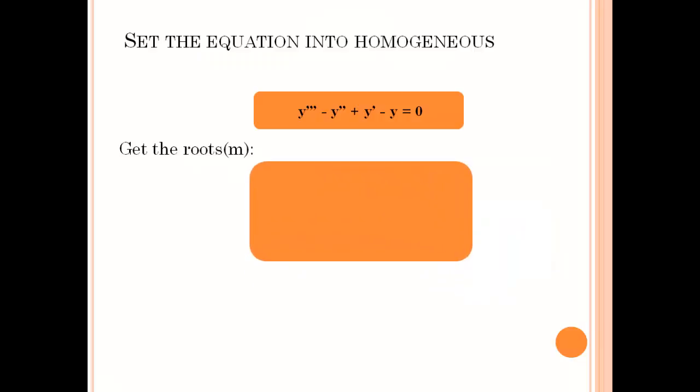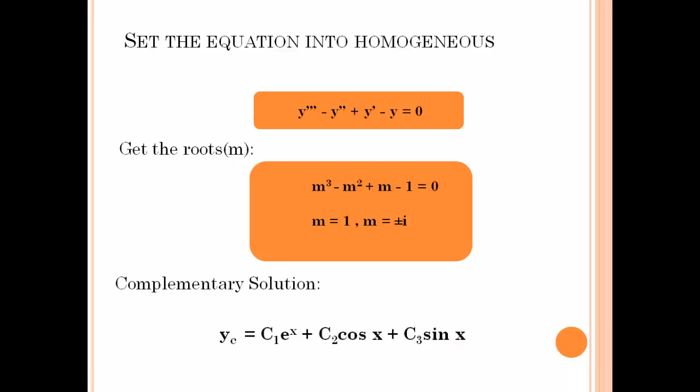Our auxiliary equation would be m cubed minus m squared plus m minus 1 is equal to 0. Now our roots would be m is equal to 1 and m is equal to plus minus i. From our roots, we can get our complementary solution. Now that would be yc is equal to c1 e to the x plus c2 cosine x plus c3 sine x.